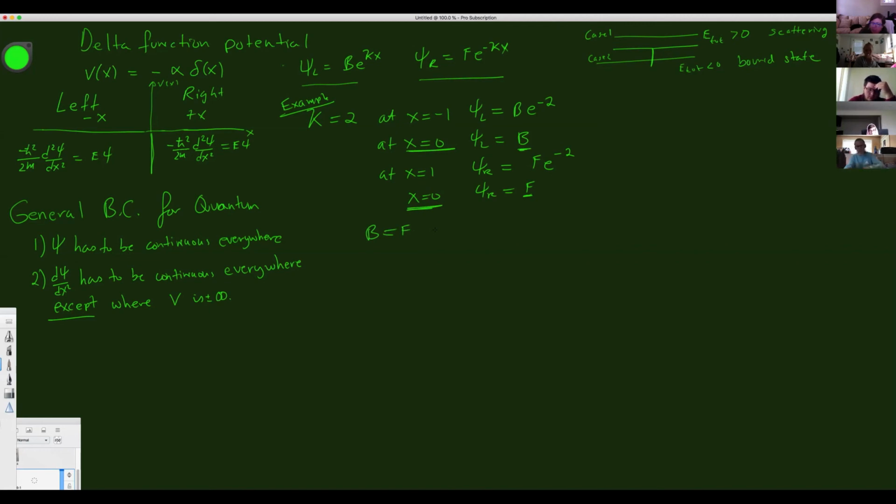Does that make sense? Okay, so now after implementing my first boundary condition to make sure they match, I can write down that psi is equal to b e to the kappa x for x less than or equal to 0, and again b e to the minus kappa x for x greater than or equal to 0, and at 0 it's the same, right? So okay, we've got our psi. We do not have b yet.